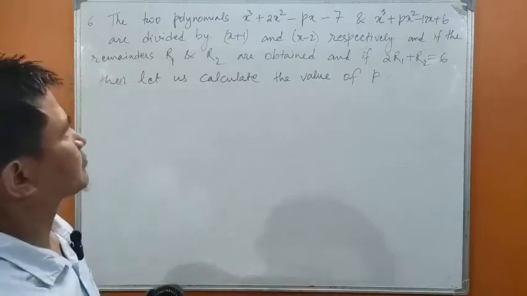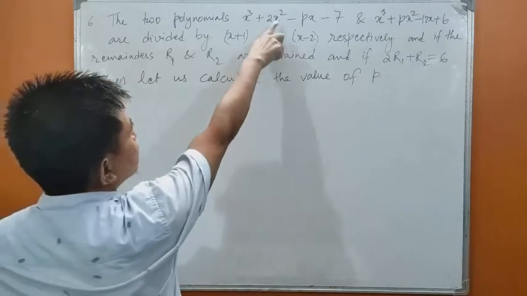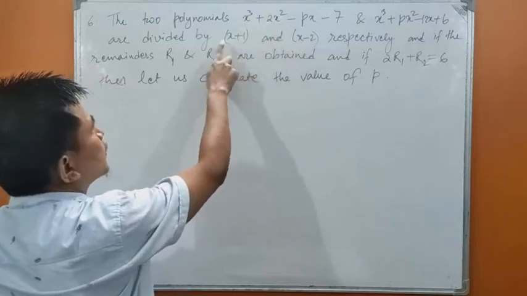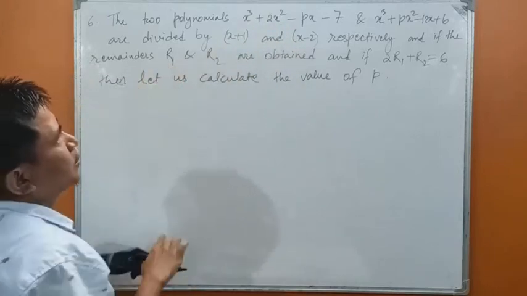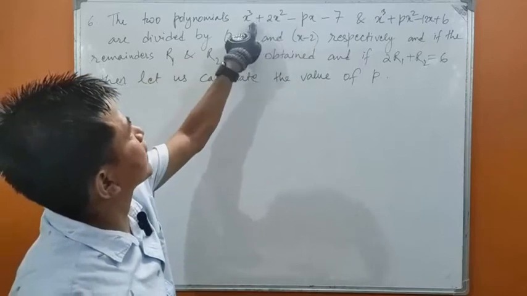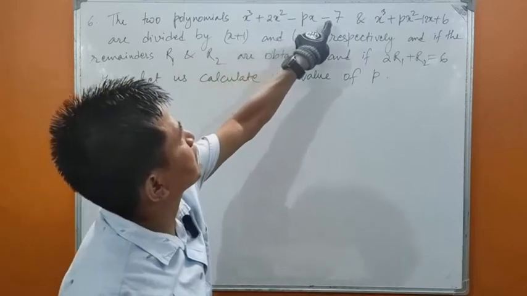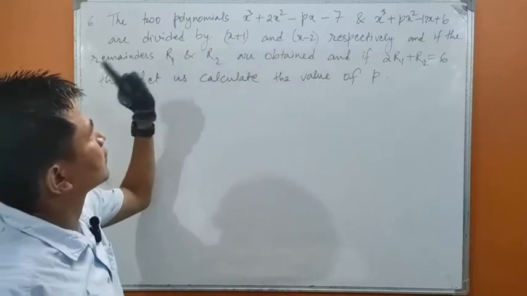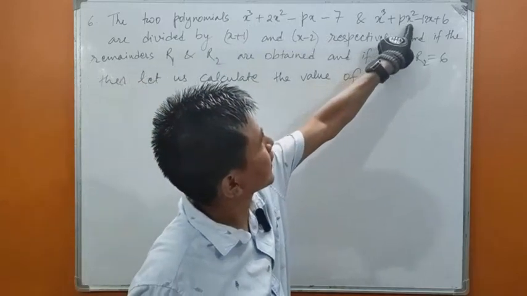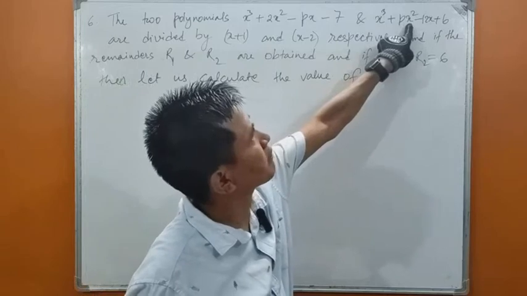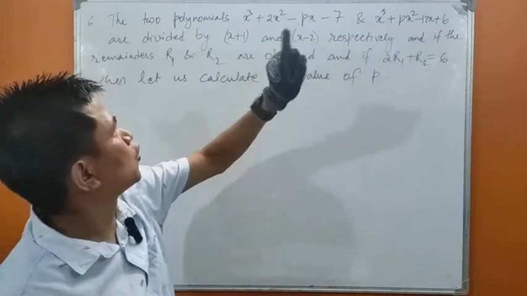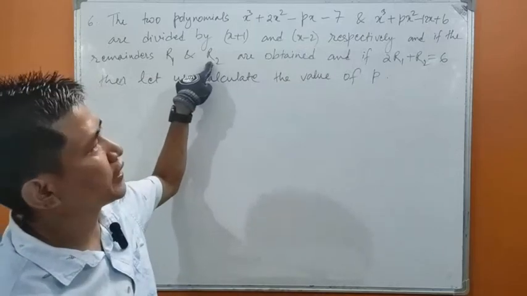Okay, let me explain you. If this expression is divided by x plus 1, we get the remainder r1, okay. When this expression x cube plus 2x square minus px minus 7 is divided by x plus 1, we get the remainder r1. And when this expression x cube plus px square minus 12x plus 6 is divided by x minus 2, we get the remainder r2, okay.